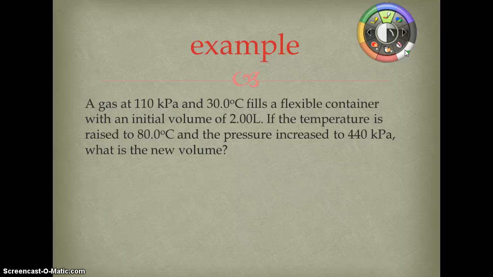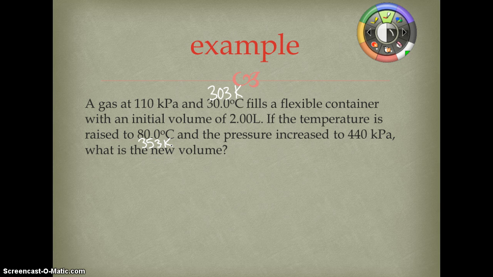So the first thing we're going to do is convert our Celsius units to Kelvin. So that's going to give us 30 plus 273 is going to make 303 Kelvin for this one, and 80 plus 273 is going to be 353 Kelvin for our second one.